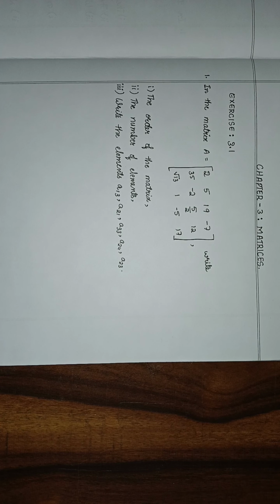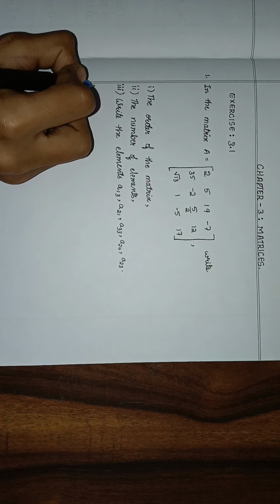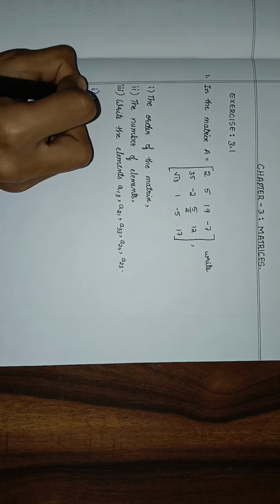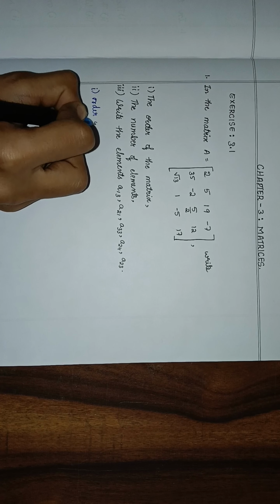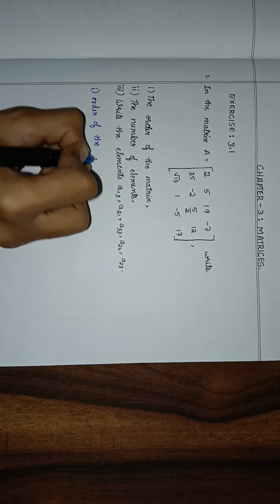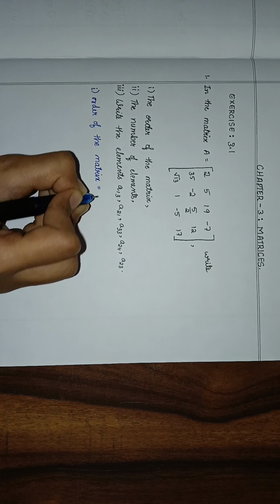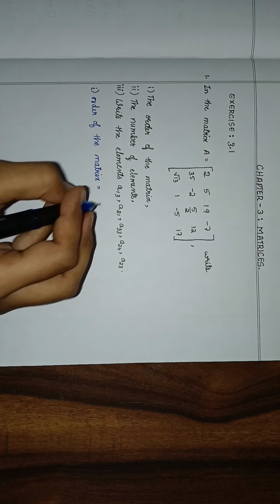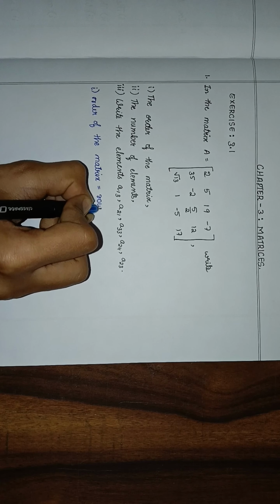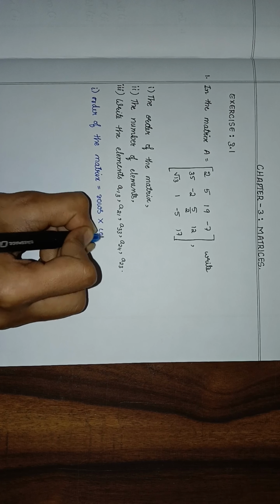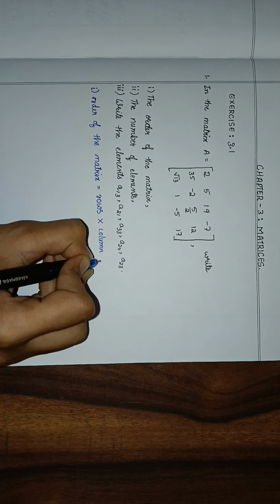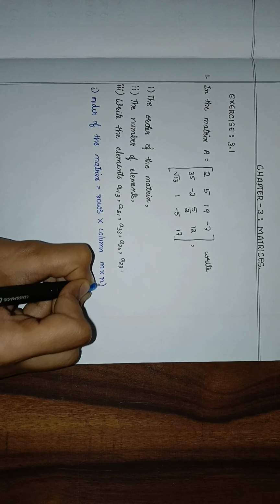Chapter 3 Matrices, Exercise 3.1, first question. In the matrix A, write the order of the matrix. How do we write the order of the matrix? It is very simple. Always when they ask the order of the matrix, we are supposed to write rows into columns, which will be in the form of m into n.